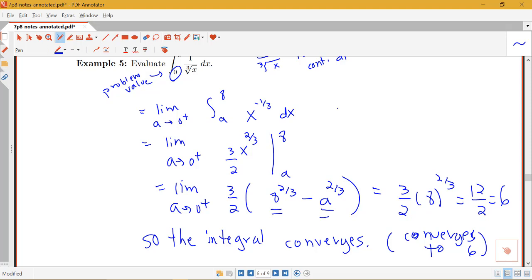So we saw that our integral from 0 to 1 of 1 over x dx was something that diverges. Here we have this integral from 0 to 8 of 1 over x to the 1/3, and that's actually a convergent integral. So let's look at another example.